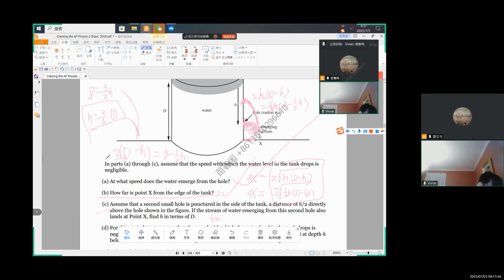This is more like setting up an equation and solving something, right? The equation is that this distance equals that distance. I mean the horizontal distance. Both of them are the same. Does that make sense?